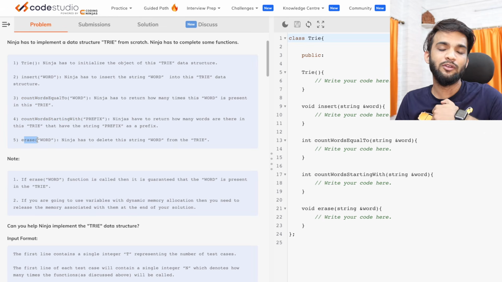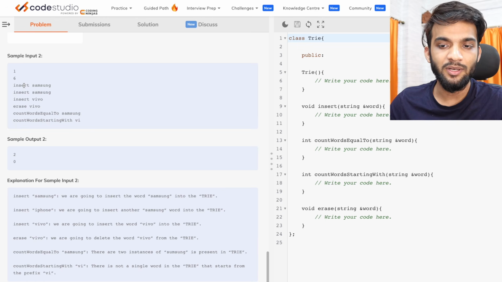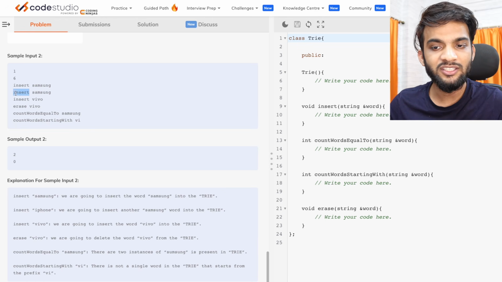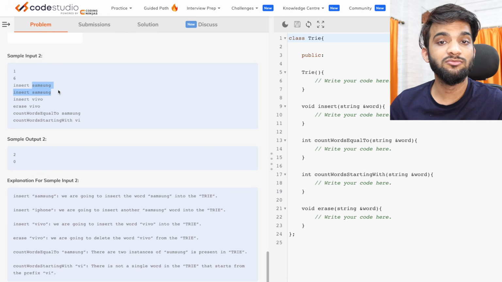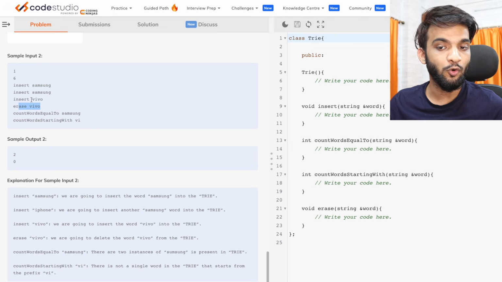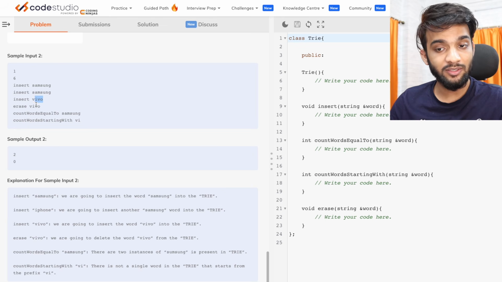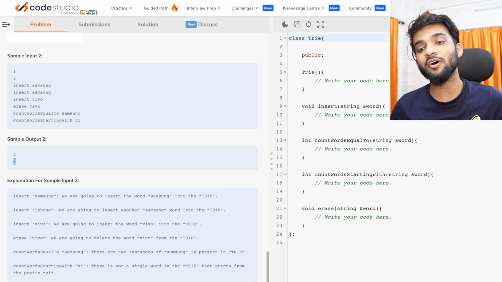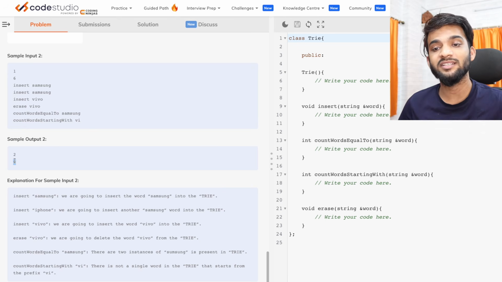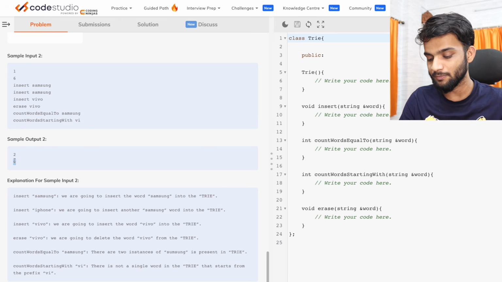So let's check this out. How will we do this? Let's check this example. They're saying insert Samsung twice, insert Vivo, erase Vivo. Now count words equal to Samsung. Samsung does exist twice, so 2. Count words starting with VI. Had you not erased Vivo, there would have been 2 words starting with VI. But since you have erased it, it will be 0. So this is how you have to implement your trie such that these functionalities are performed.